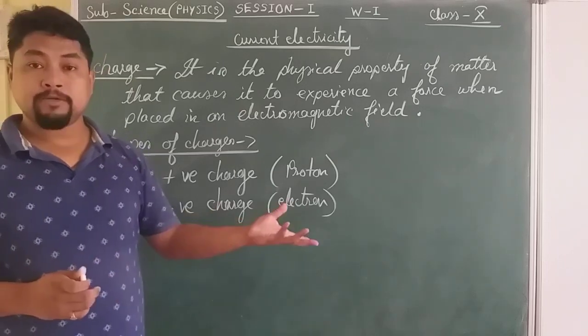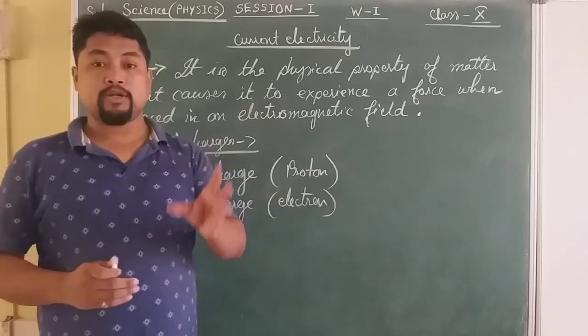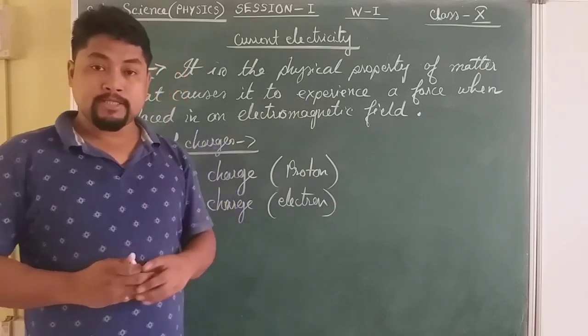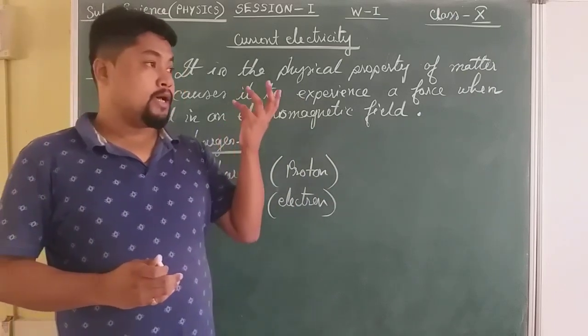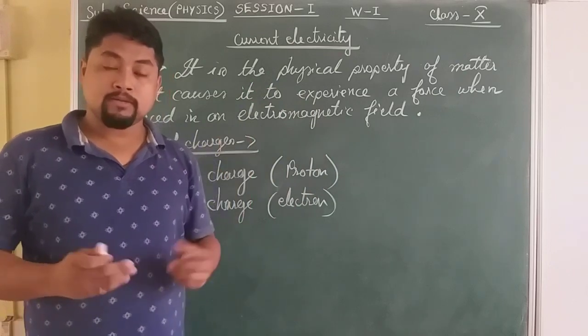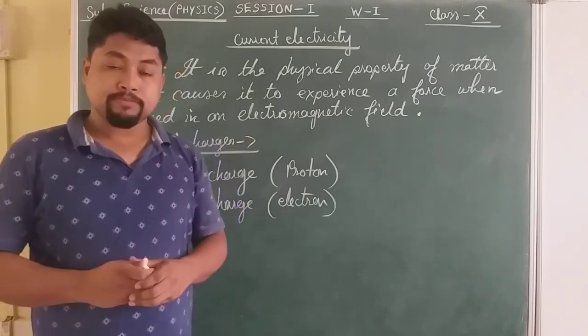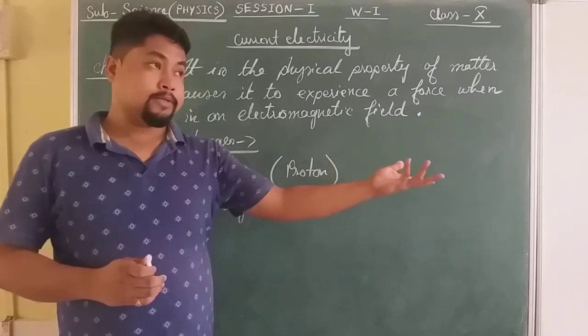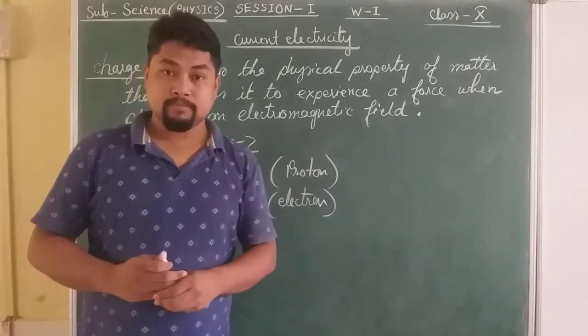Charge can neither be created nor be destroyed. It can only be transferred from one body to another. That is, the total charge of an isolated charged body remains the same. This is called the second property, conservation of charge.